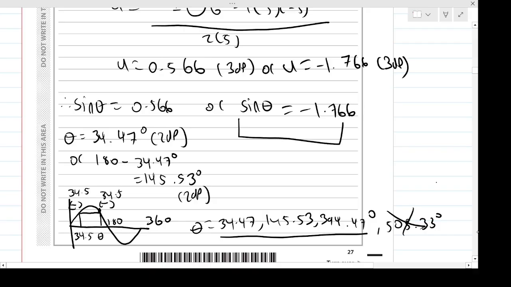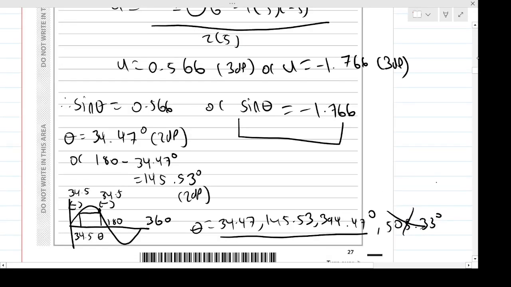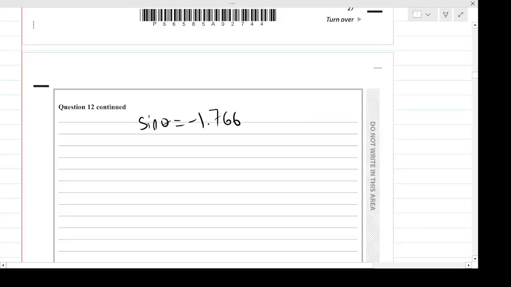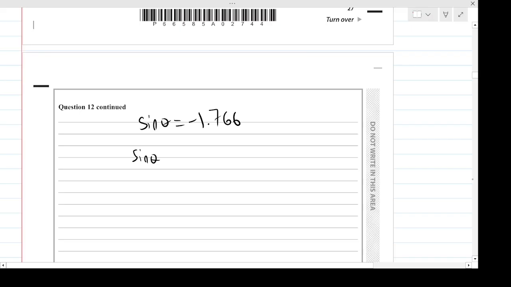Now we need to solve sine theta is minus 1.766. Now actually, you might be able to spot there are no solutions, because again the sine graph is only between 1 and minus 1. Minus 1.76 is somewhere down here. That doesn't ever touch the curve. So there are no solutions here. So sine theta cannot be minus 1.766. So no solutions here.